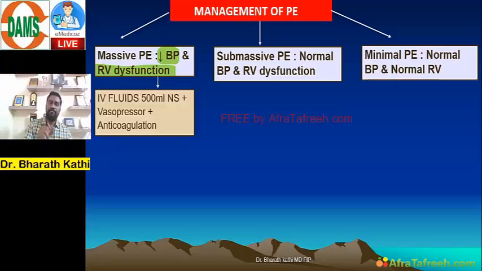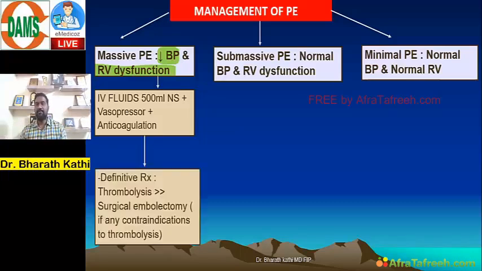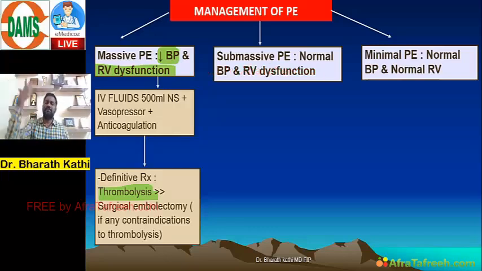So you should stabilize the patient's BP by giving IV fluids and vasopressors, and you should start anticoagulation. If they ask what the definitive treatment is, there is a big thrombus occluding the pulmonary artery, so you should break that thrombus. In the majority, the preferred treatment is thrombolysis. In a few, there might be contraindications for thrombolysis, such as coagulopathy, some recent trauma, or previous history of intracranial hemorrhage. In those patients, I cannot give thrombolysis. I generally go for surgical embolectomy. But it will be a very, very rare situation, 1 in 1000 or 1 in 10,000 patients.